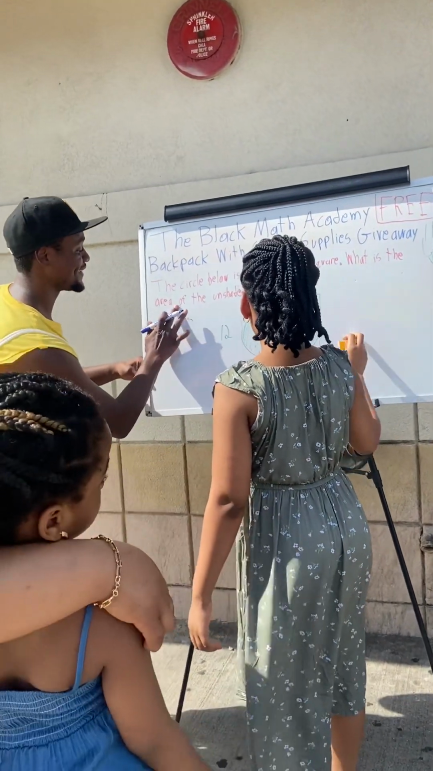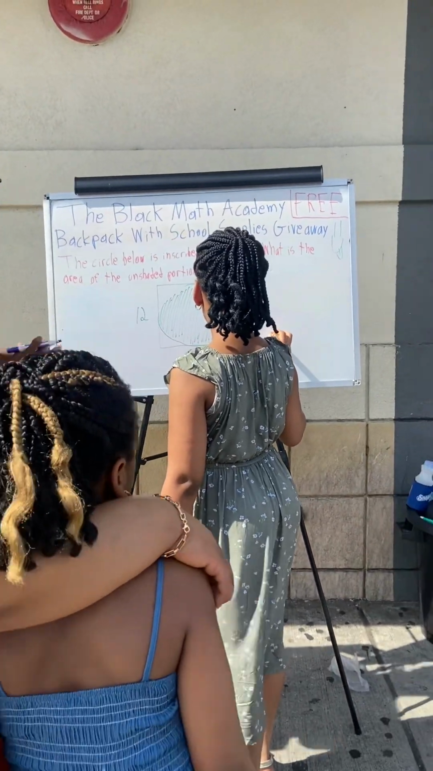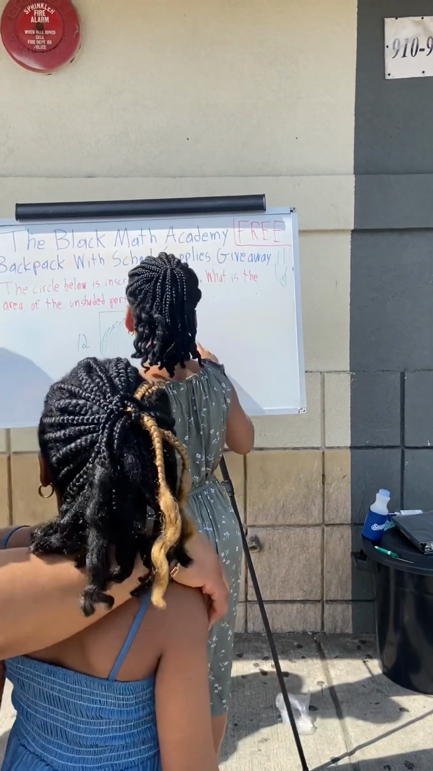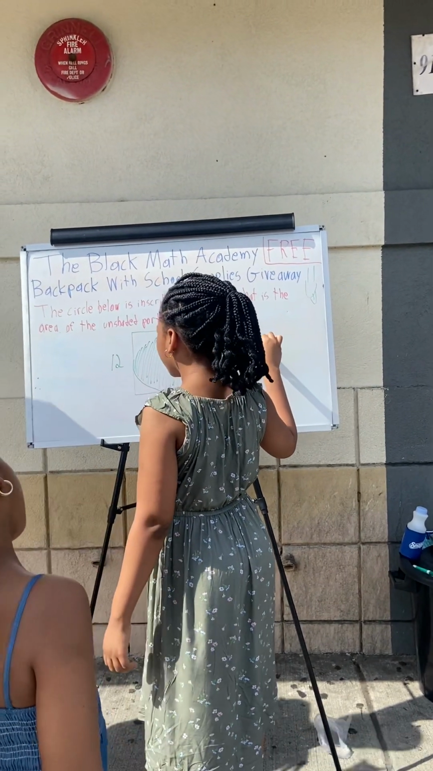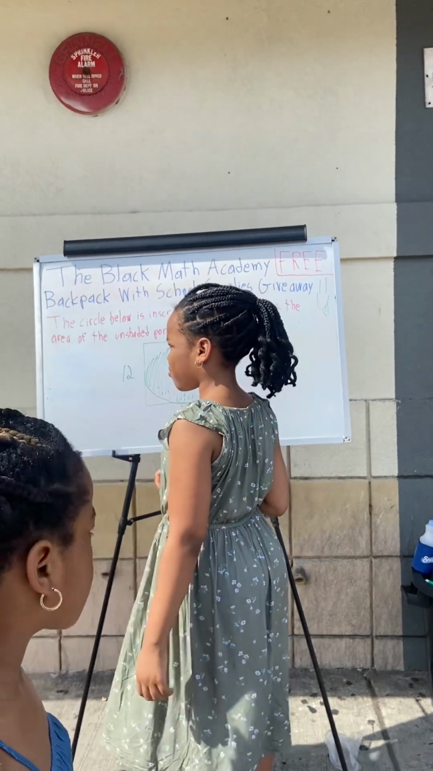12 times 12. That's 12 plus 12. 12 times 2 equals 24, and then 1 times 1 equals 1. Just try that again.